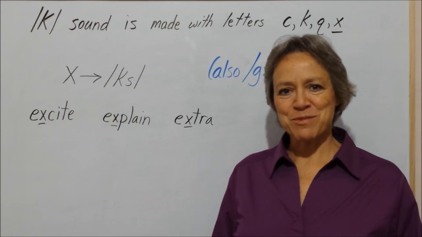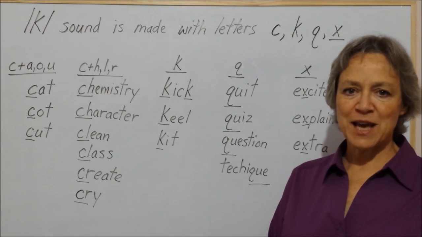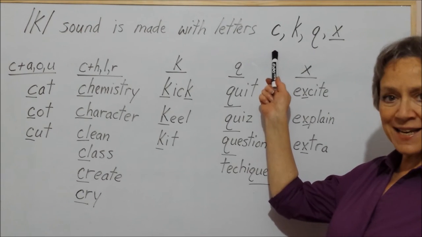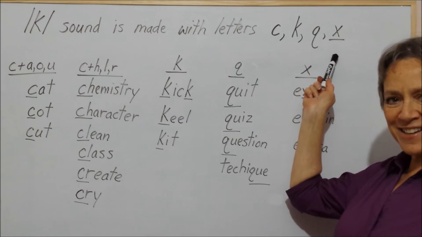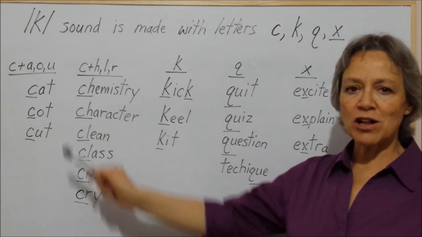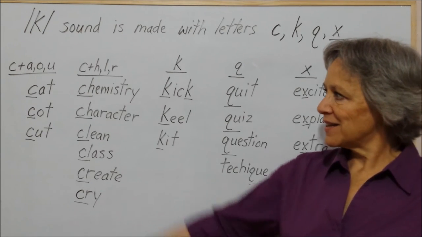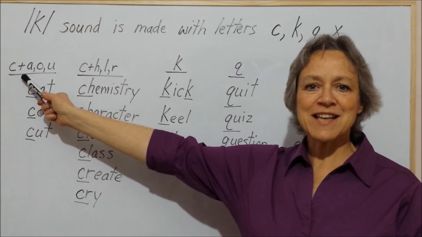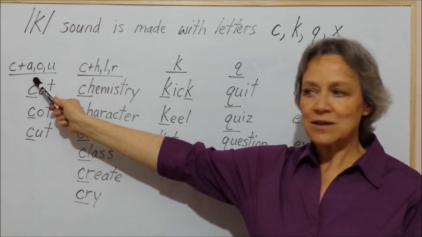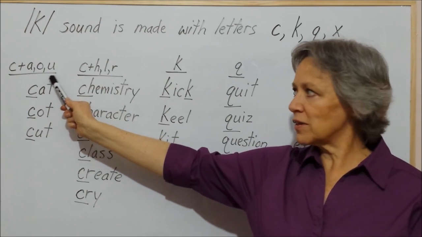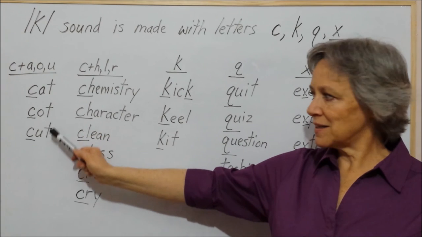Okay? Let's move on. So far, we have seen that the sound k can be made with the letters C, K, Q, and X. Here are all the words that I've given you so far. Let's take another look at them. The letter C sounds like k when C is followed by the letter A, or the letter O, or the letter U. We have cat, cot, cut.